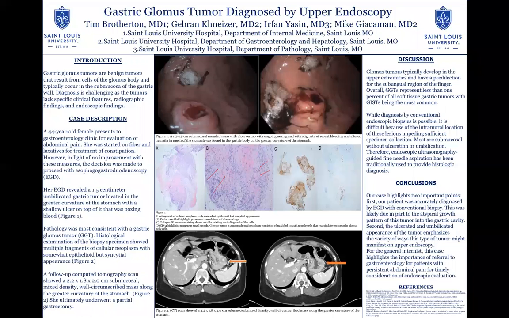Hi, everyone. My name is Tim Brotherton. I'm an internal medicine resident at St. Louis University Hospital in St. Louis, Missouri. This is a case of a gastric glomus tumor in a patient that was diagnosed by upper endoscopy.